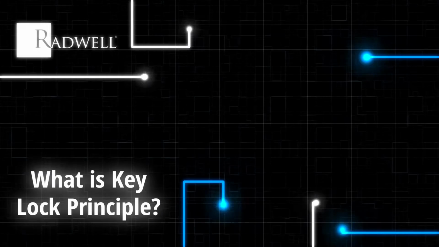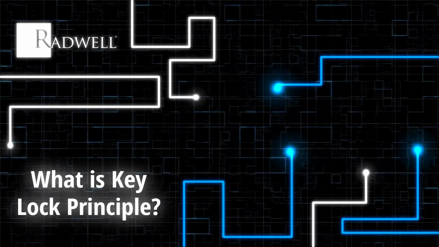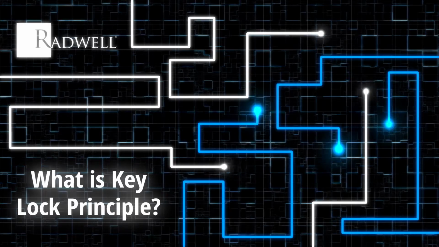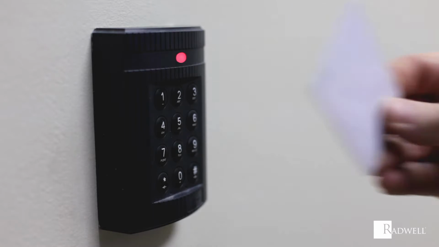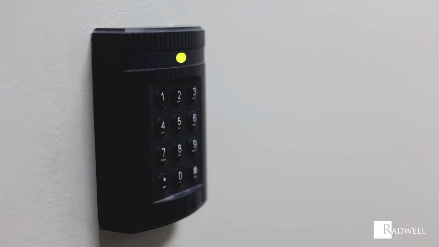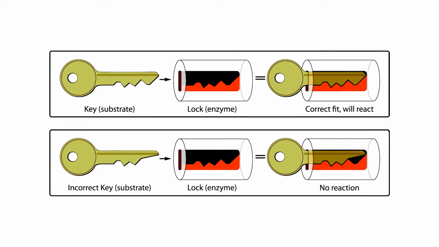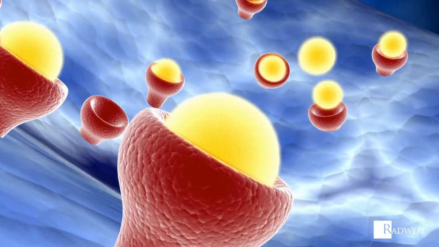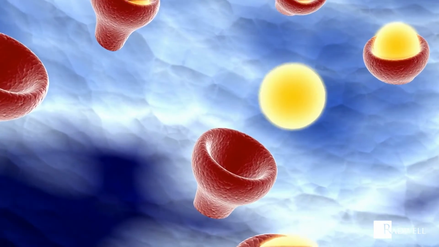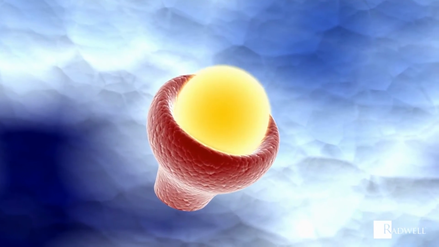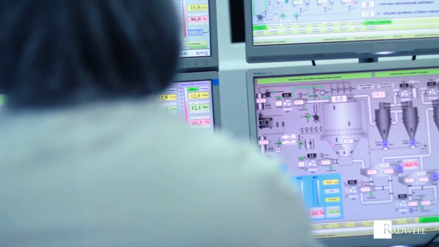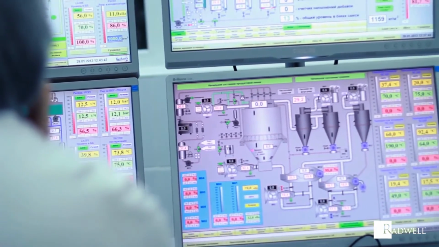What is key lock principle? Key lock principle is a theory of explaining selective interactions between two different objects. This theory is most common when explaining interactions between enzymes in biology or neurotransmitters in psychology. However, this principle can be applied to industrial automation and manufacturing systems as well. It's most commonly found in process control equipment to provide safety.